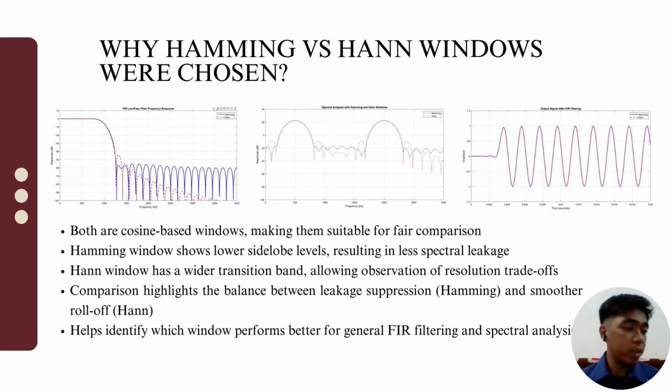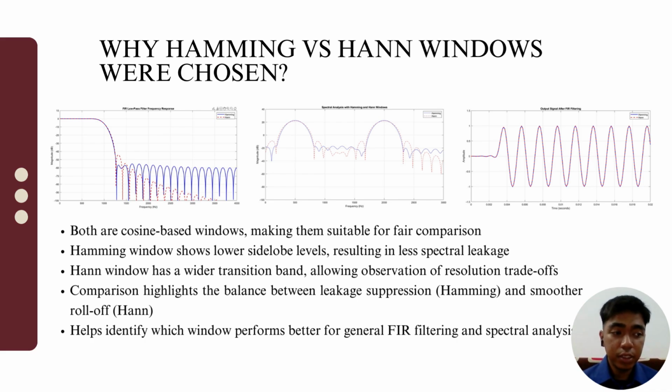For the stop band, if you look closely, the Hamming window blue line generally keeps the first side lobe lower than the Hann window. However, the Hann window ripple decays faster as the frequency increases.